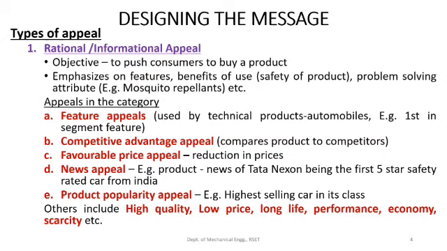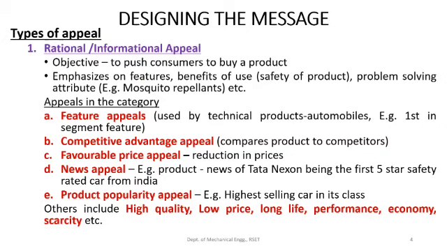So rational or informational appeal emphasizes a product's features, benefits of use, problem solving attributes, etc., so as to push the consumers to buy the product. That is how the appeal is made in rational or informational appeal. Some of the common appeals that fall under the rational or informational appeal category are the features appeal, which is used mostly by technical products like automobiles, and it emphasizes specific features of a particular product that might be unique to that product.